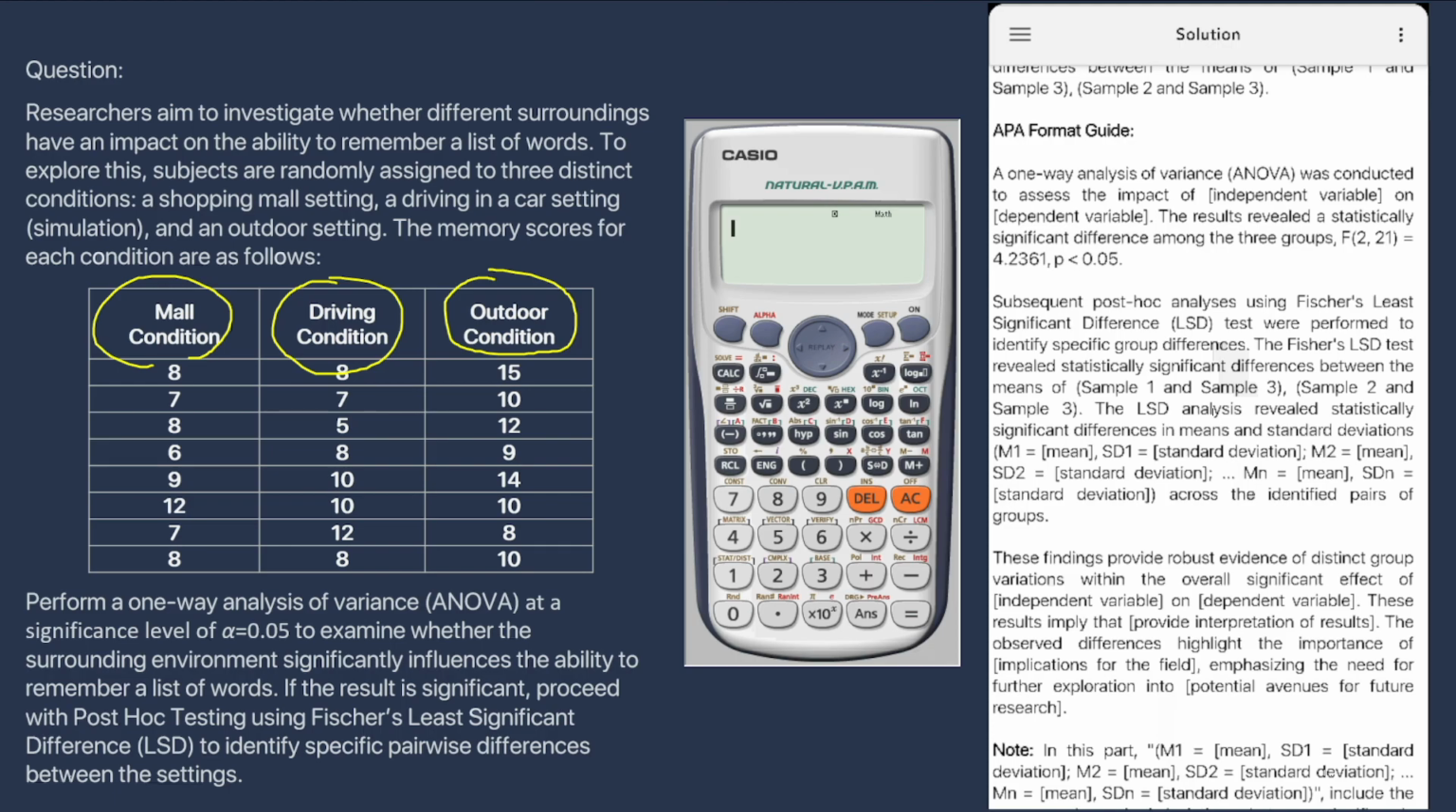For the APA format guide, a one-way analysis of variance, ANOVA, was conducted to assess the impact of different surroundings on memory scores. The results revealed a statistically significant difference among the three groups, with an F-statistic that is equal to 4.2361 and a p-value that is less than the significance level alpha of 0.05.